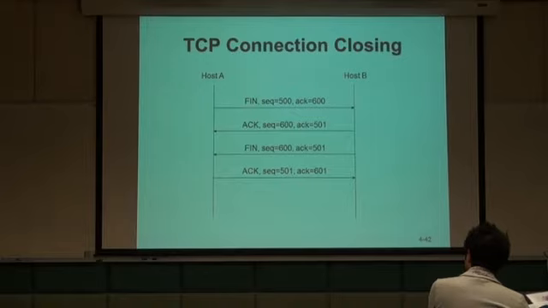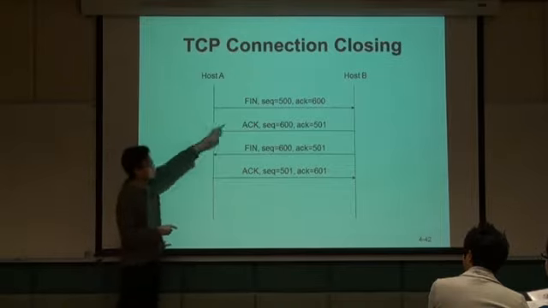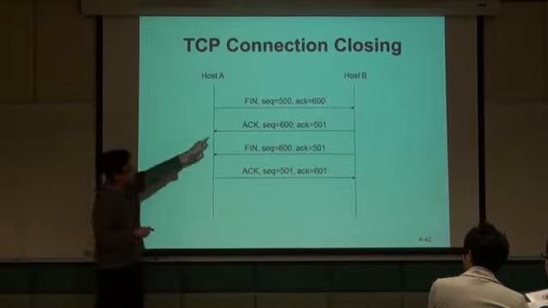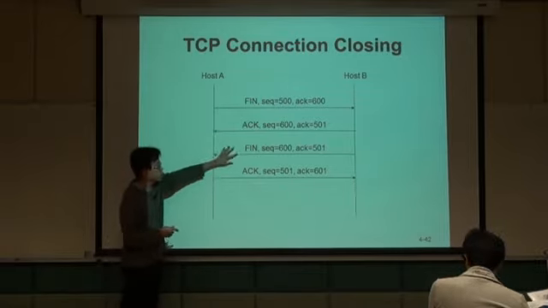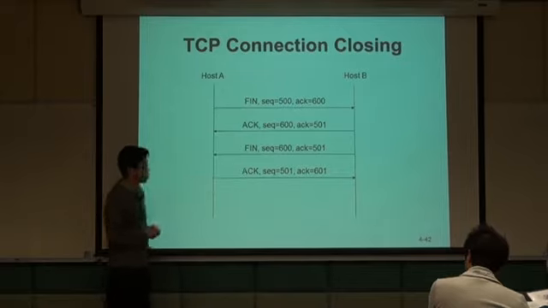Now, let's say host A wants to finish the connection. What it does is it will go through four exchanges of packets. Sometimes we call it the four-way handshake. The idea is I will send a FIN to host B. B will acknowledge the FIN. B will send a FIN again, and finally will be the acknowledgment.